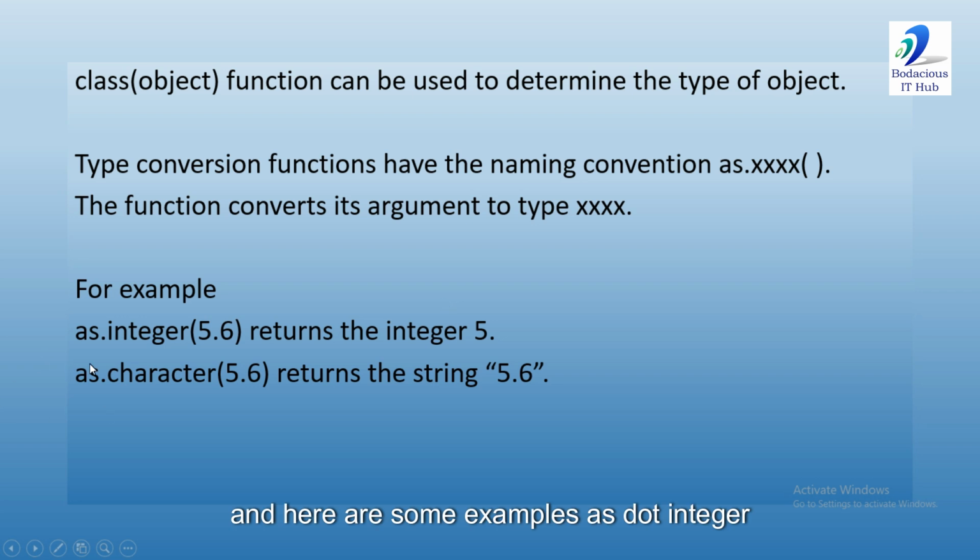and here are some examples. As dot integer, so 5.6 it's a numeric value, and as integer it will convert this value to integer. As character, 5.6 is a numeric value, it will convert this value to a string.